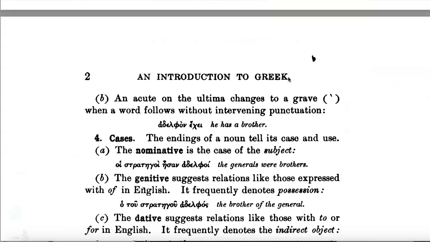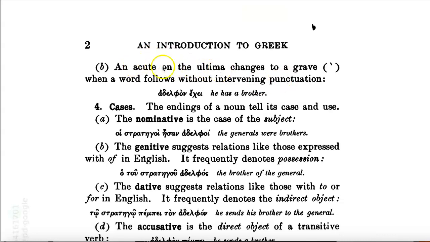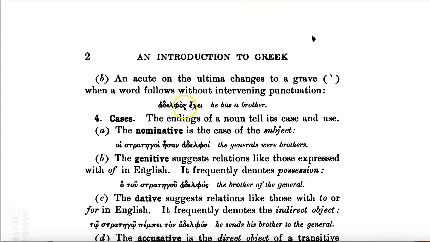Okay. B. An acute on the ultima, and we know what those things are, changes to a grave, the 3rd type of accent, when a word follows without intervening punctuation. Adelphone, all by itself, would have an acute accent over the O, adelphone. But since there's a word immediately following and the accent is on the last syllable, we change the acute to a grave, like we see here in this sentence. Adelphon echi. Adelphon echi. He has a brother.